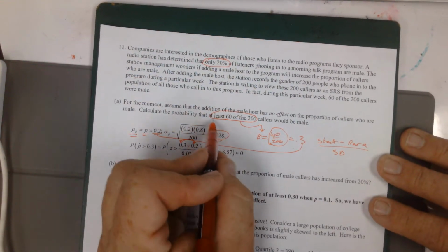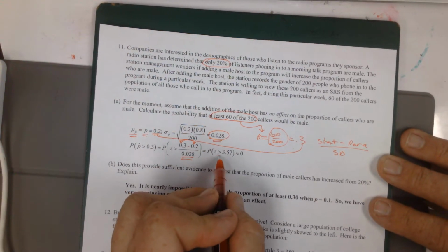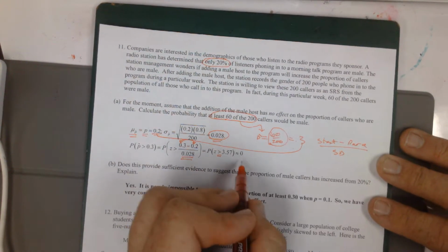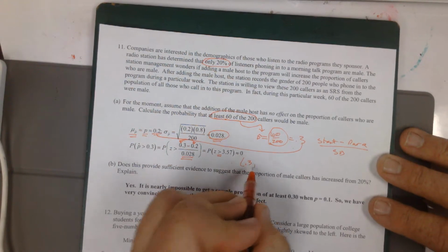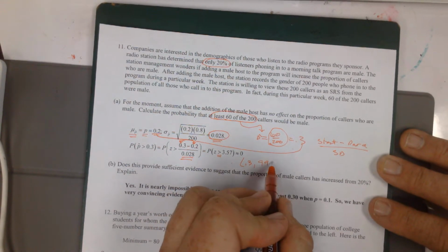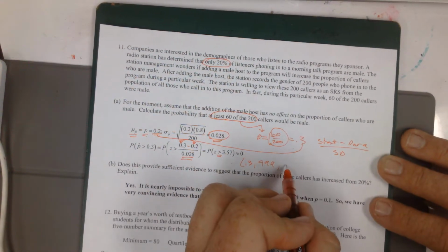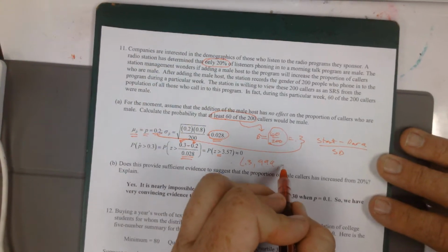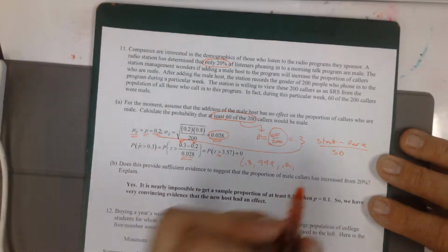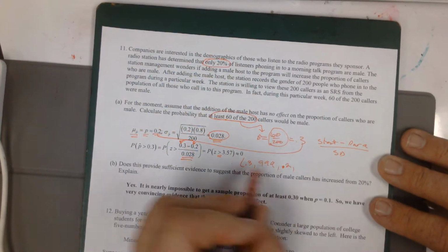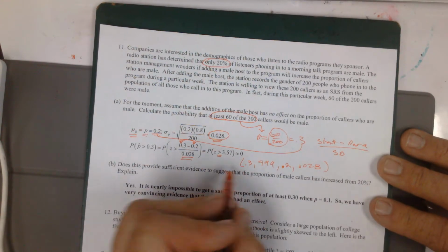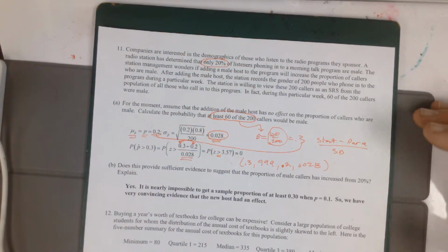I'm doing at least, so that means it's a greater than, so that means 0.3 is my lower boundary. My upper boundary is 999. And then my mean is what they give us, 0.2. And then I have a standard deviation of 0.028 that I plug in there, and that will give me approximately 0.